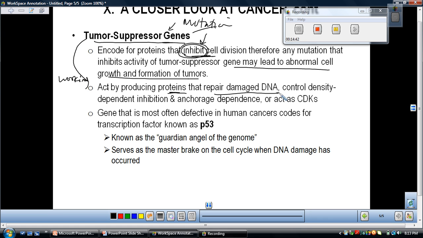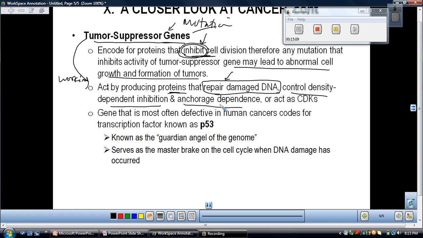So DNA won't be able to have mutations occur to it. If it has damage, this type of gene can actually fix it before it does anything detrimental. Not only do they do that, but these tumor suppressor genes can also control density-dependent inhibition. You guys remember that, where cells only divide until they're touching other cells, and once they get to that point, when they get signals from other cells, they don't divide anymore. So these types of genes control that.